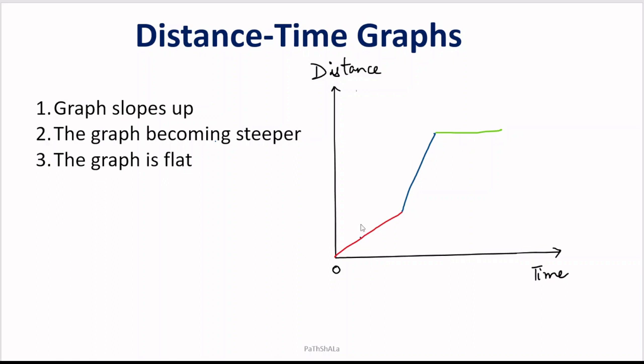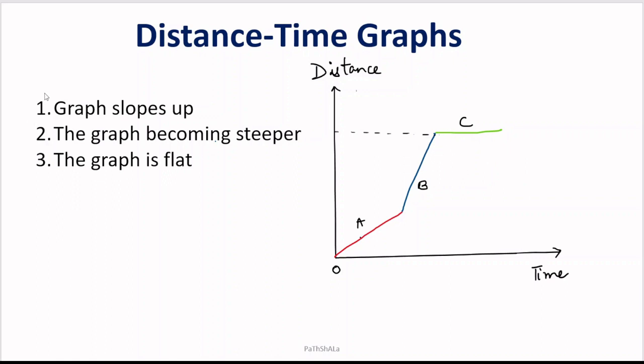So what does it mean? Let us say this is part A, this is part B of the motion, and this is part C. During part A, when the graph is sloping up, it means that the object is gaining speed but still at a slow speed. In part B, when the graph is becoming steeper, the object is moving with more speed as compared to part A. And when the graph becomes flat, the distance traveled is the same. The distance is not changing, but the time is passing. That means the object is stationary.